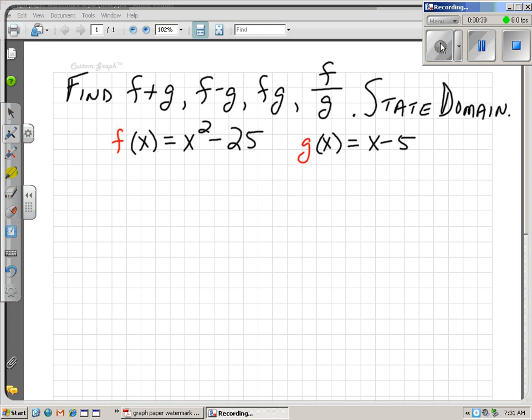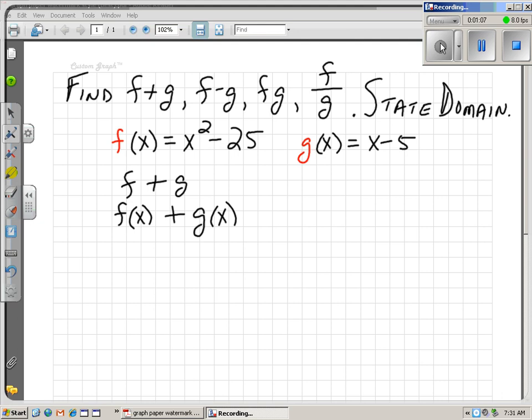All right, for an example, here's two functions, f of x equals x squared minus 25, and g of x equals x minus 5. I've just put the f and the g in red just to show you where the f and g come from that they're talking about. So we're talking about those functions. Let's do the first one. If I say f plus g, so they want to know f plus g. Well, what that means is, what is the f function plus the g function?